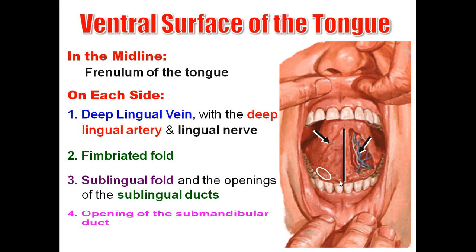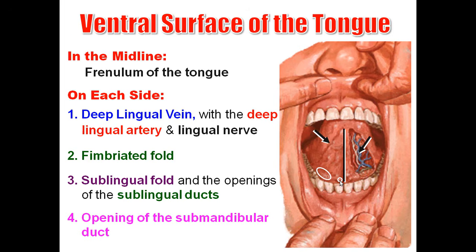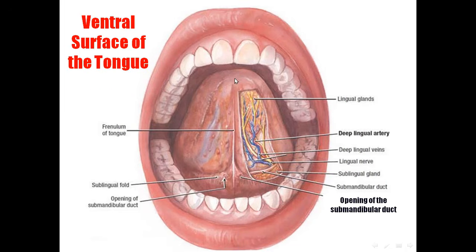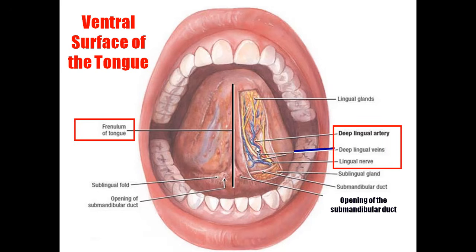This is the opening of the submandibular gland. Again, this is the ventral surface of the tongue. In the midline, this is the frenulum of the tongue. On each side of the midline, we have three structures: vein, artery, and nerve. This is the deep lingual vein, this is the deep lingual artery, and this is the lingual nerve.